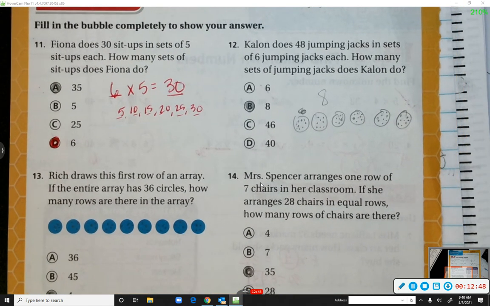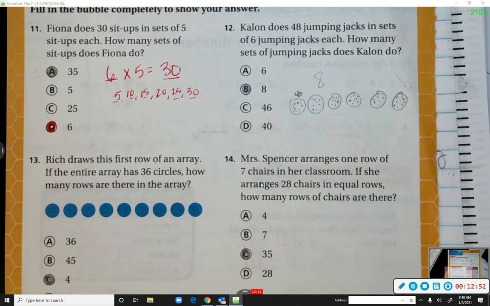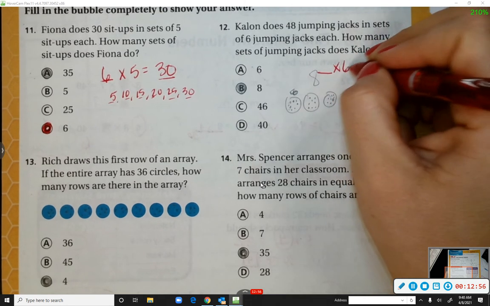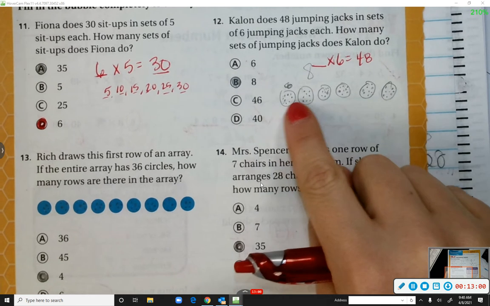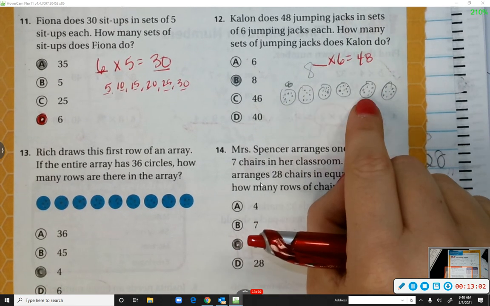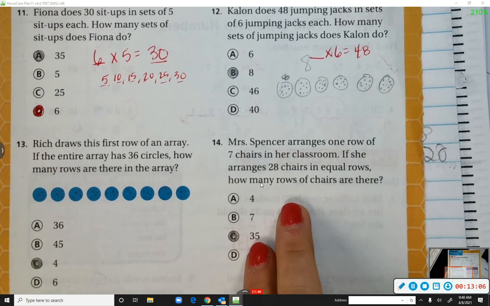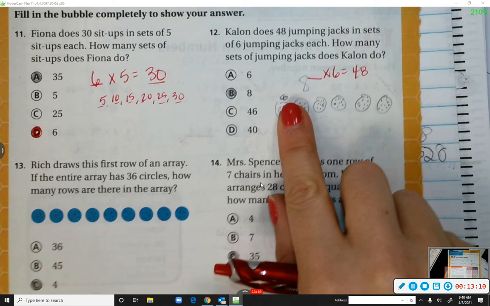Okay, number 12. Callan does 48 jumping jacks in sets of 6 jumping jacks. So same thing. How many sets of 6 would equal 48? Okay, I like how she did equal groups. She did 6 groups and put dots until she ran out, right? And she ended up with 8. Is that correct? Yes.